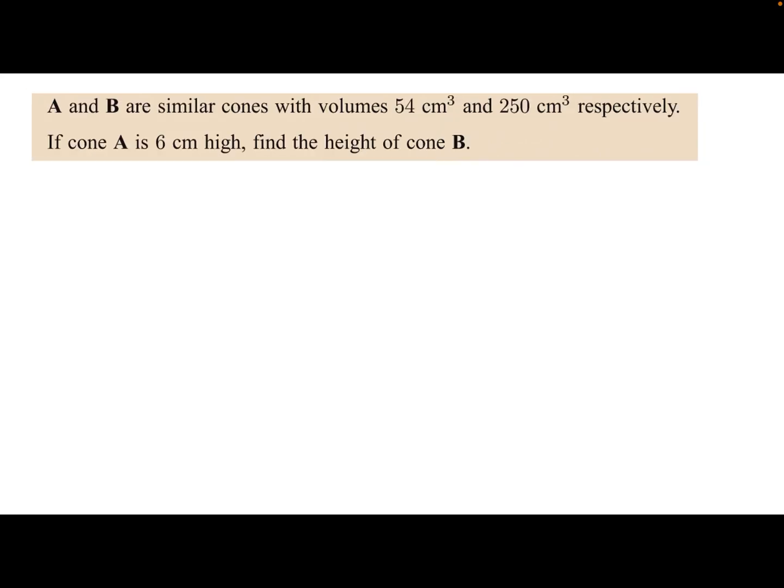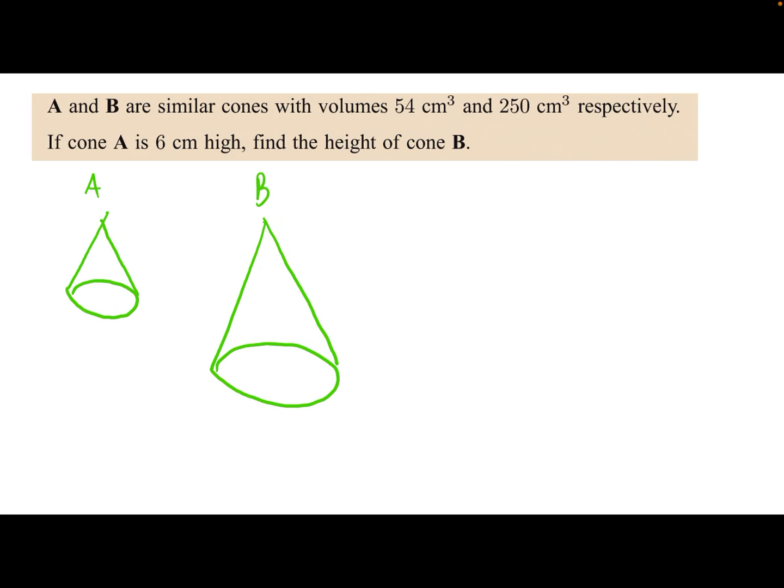Very straightforward. A and B are similar cones with volumes of 54 and 250 respectively. Okay, let's draw that. Here is a cone, and let's call that one A, and then we've got cone B with a larger volume. Okay, and we appear to know that the height of cone A is 6, and we know the volumes are 54 centimetres cubed and 250 centimetres cubed. What we want to know is the height of B, so let's call this X.